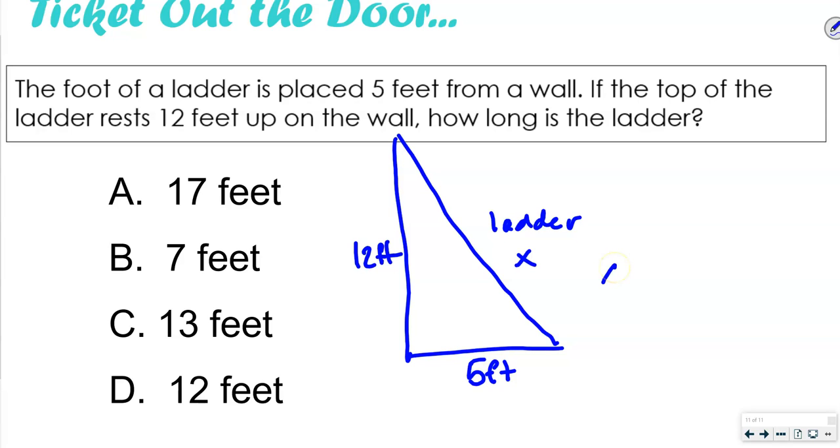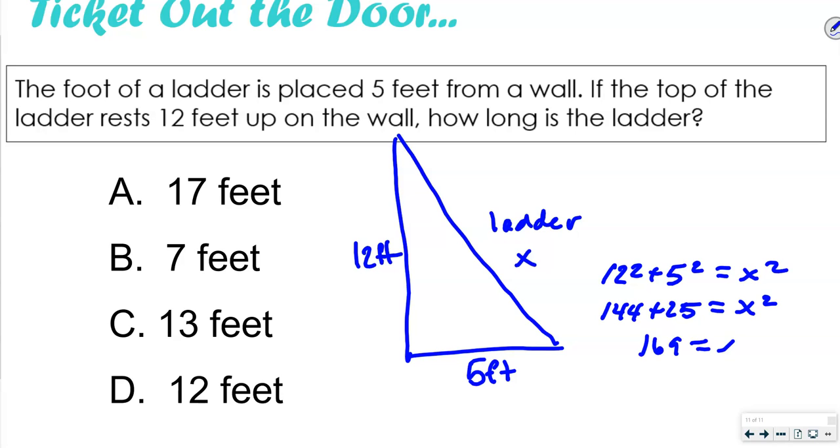So this is going to be 12 squared plus 5 squared equals x squared. 144 plus 25. That looks really familiar. That's 169 equals x squared. Take the square root of both sides again. So x is going to be equal to 13 feet.